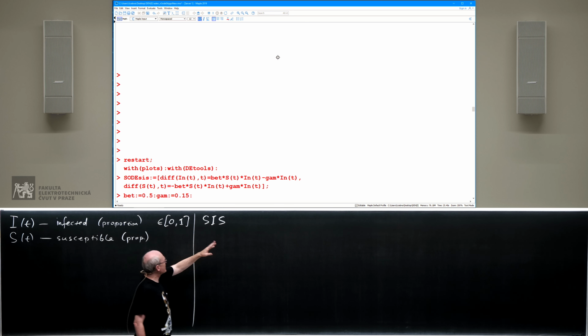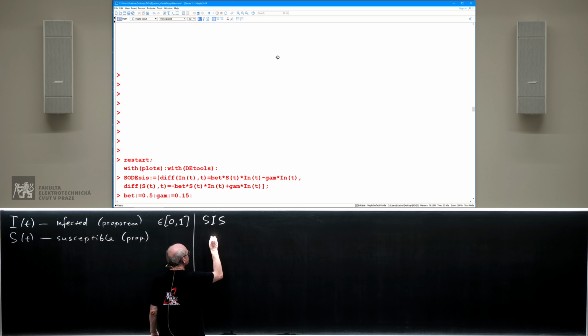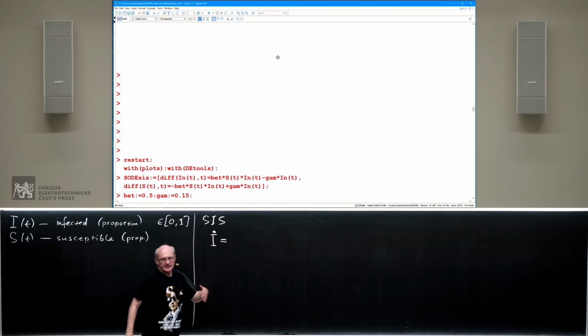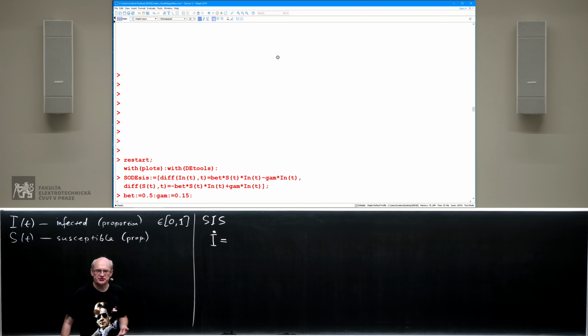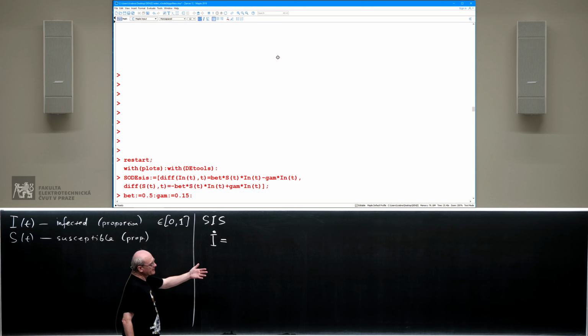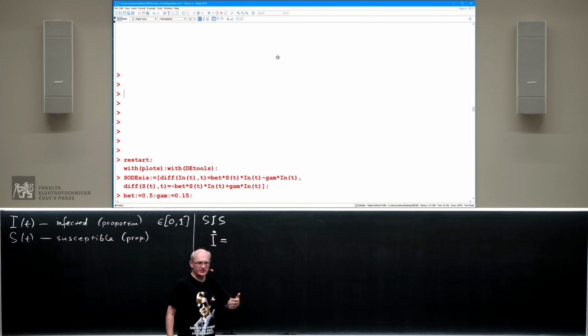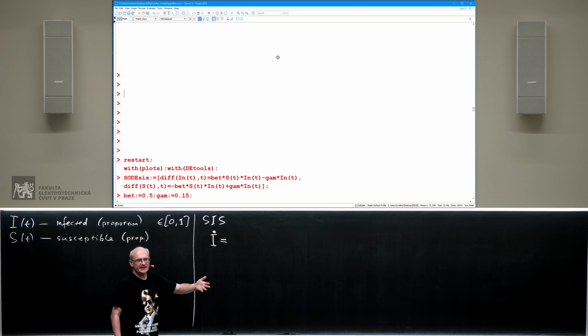So SIS model, how does it work mathematically? We will start with the infected people. So the derivative. How does the group of infected people change? Well, it gets larger if somebody who is infected meets somebody who is susceptible and successfully transmits the disease.